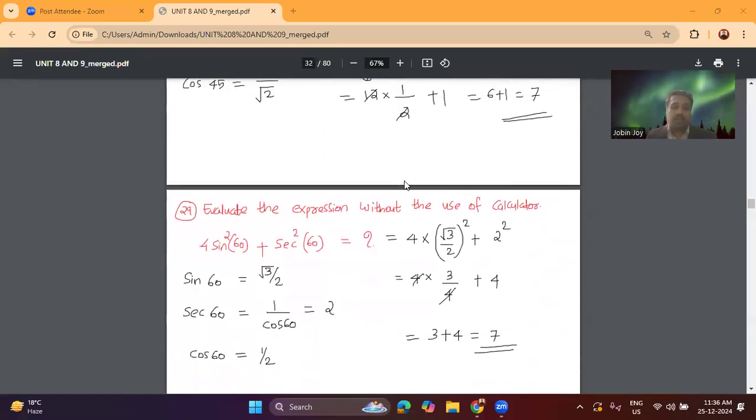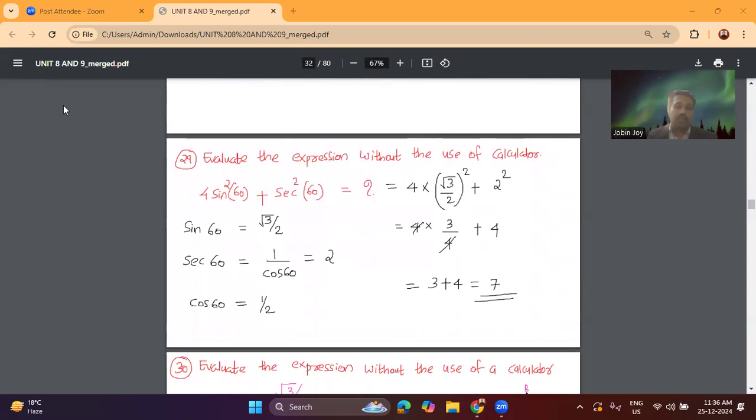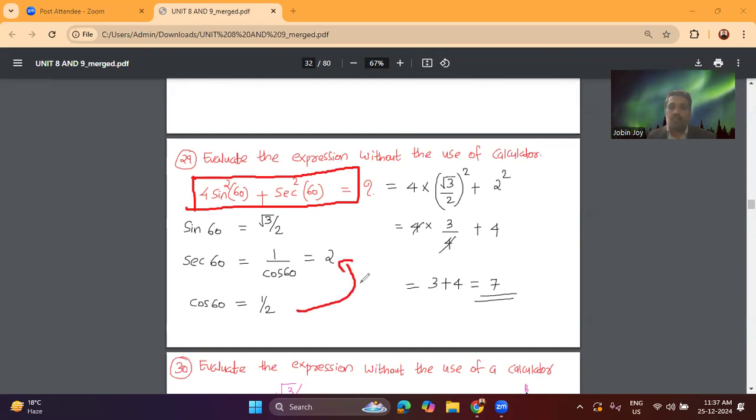Question number 29. Find 4 sine square 60 plus sec square 60. What is sine 60? We know that sine 60 is root 3 by 2. Then sec 60. How will you get sec 60? We know that sec 60 is equal to 1 by cos 60. What is cos 60? Cos 60 is equal to 1 by 2. Take the reciprocal so that you will get sec 60. So sec 60 is 2.